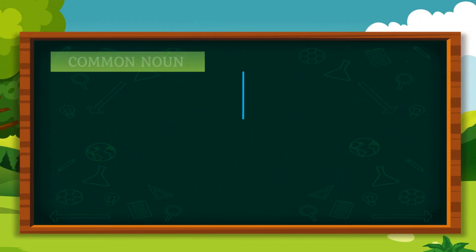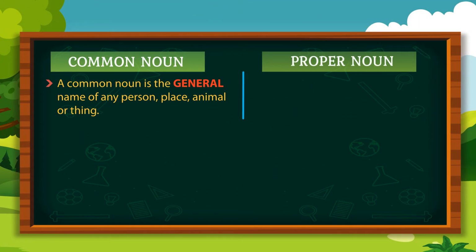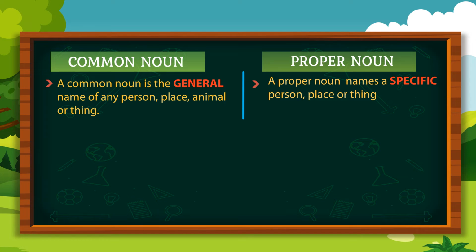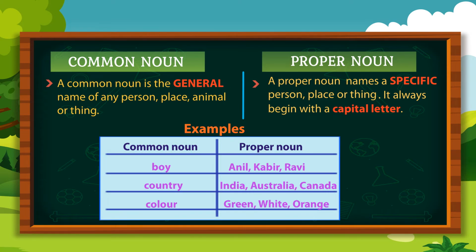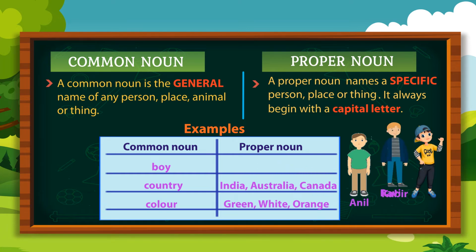Do you know what common and proper nouns are? A common noun is a general name of any person, place, animal or thing. And a proper noun names a specific person, place, animal or thing. It always begins with a capital letter. Now let's understand it clearly with the help of examples. See here, Anil, Kabir and Ravi have different particular names. Anil is the name of a particular person. Kabir and Ravi are specific names of different persons.